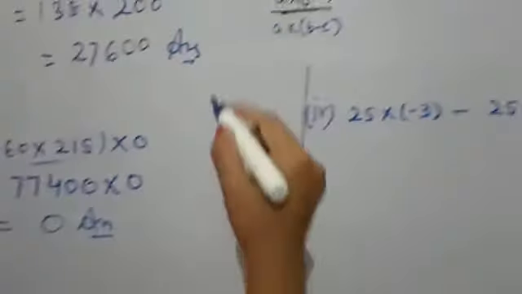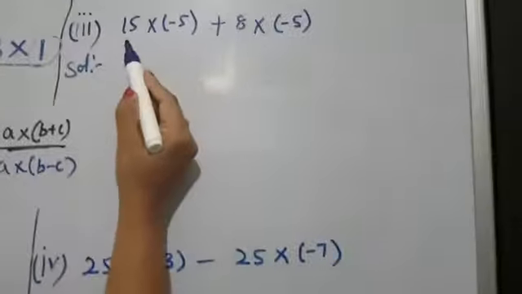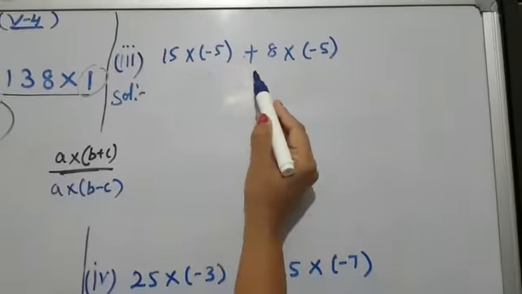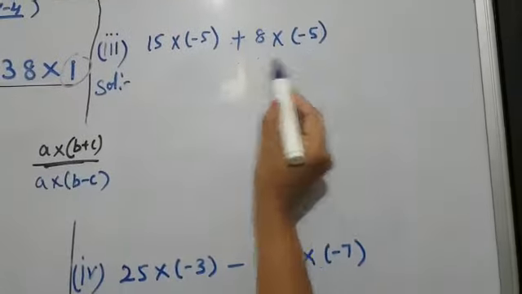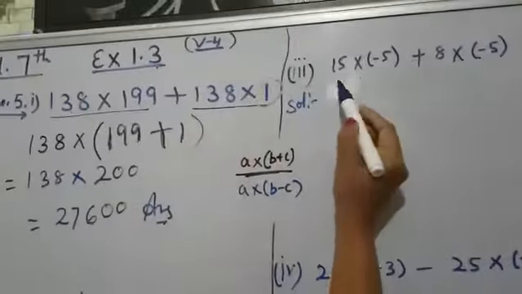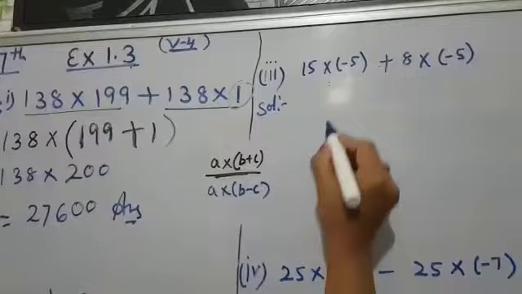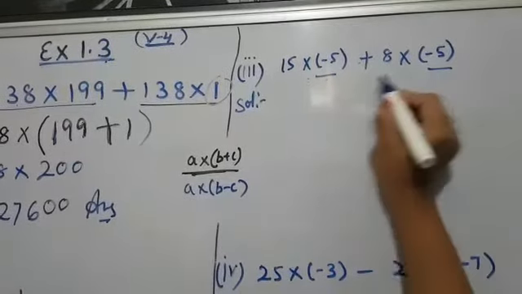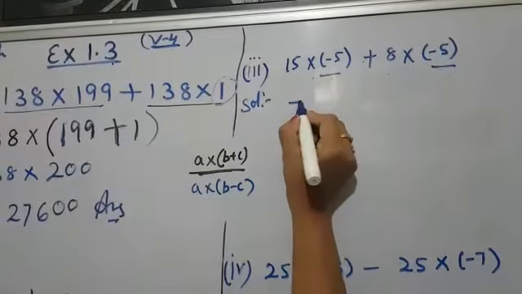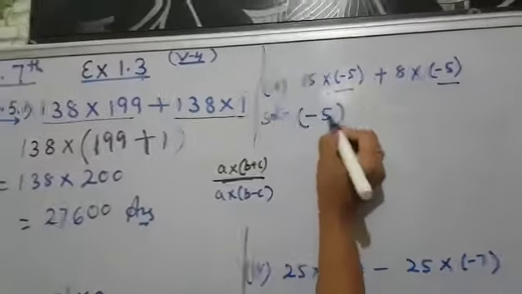Now come to sum number third. 15 multiply minus 5 plus 8 multiply minus 5. The same sum as the first one. You can see what is common in both the terms. It is minus 5 and minus 5, common in both the terms. So we'll take minus 5 as common.